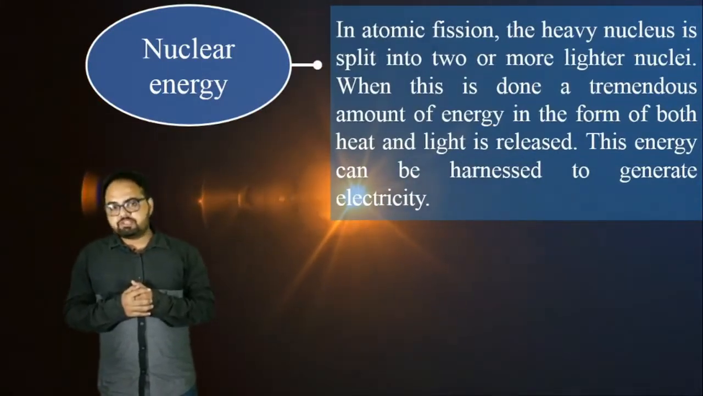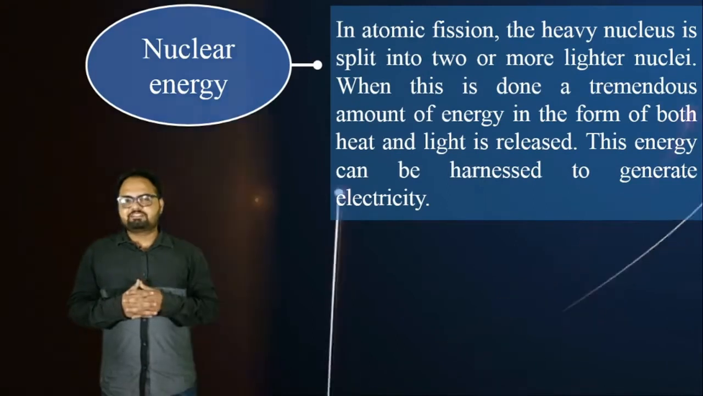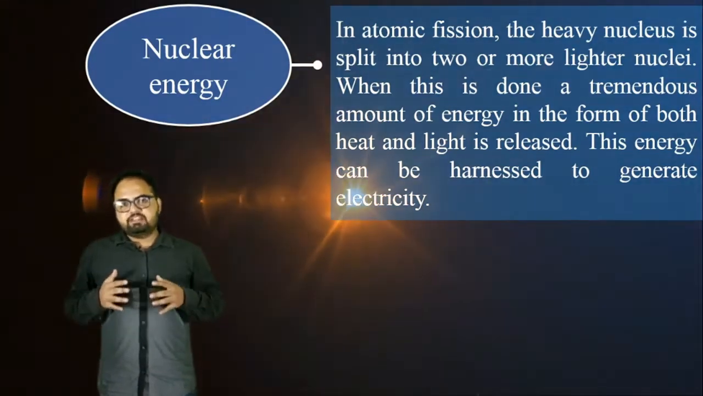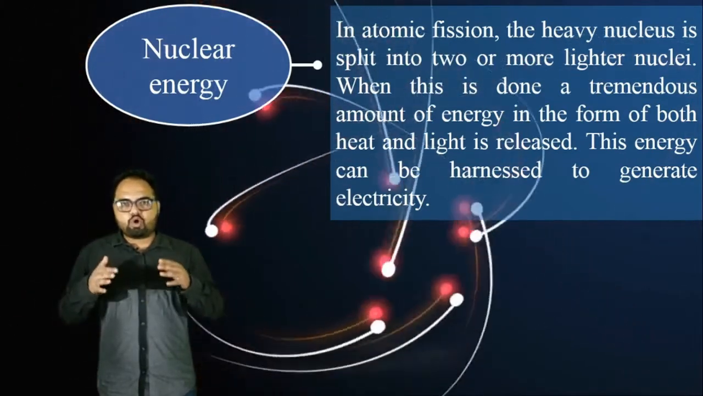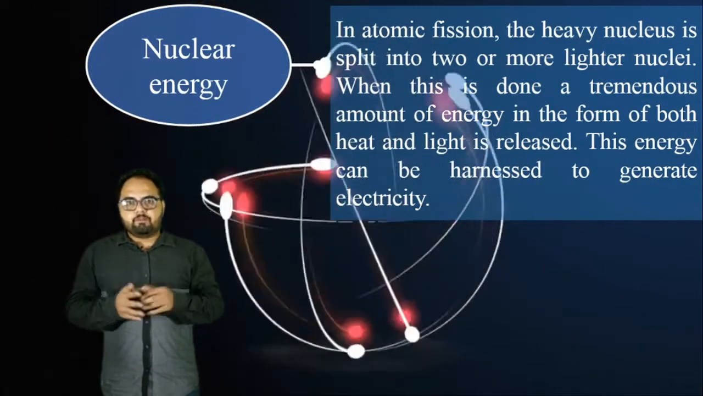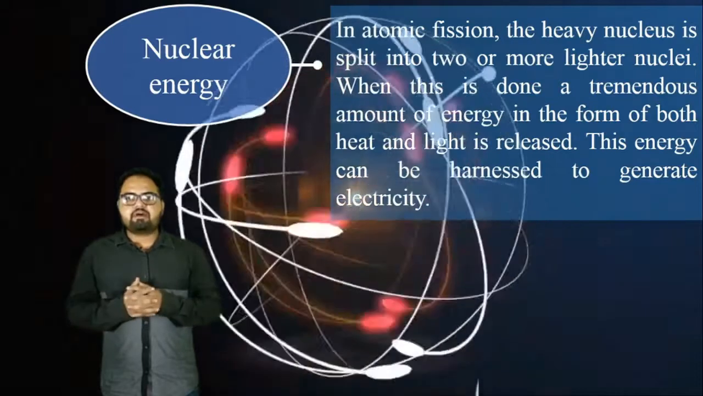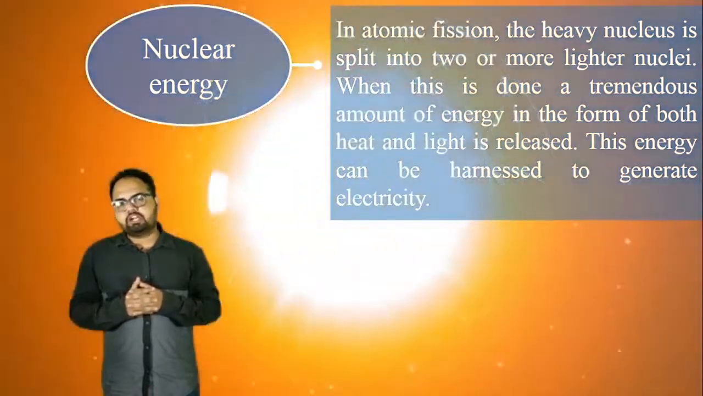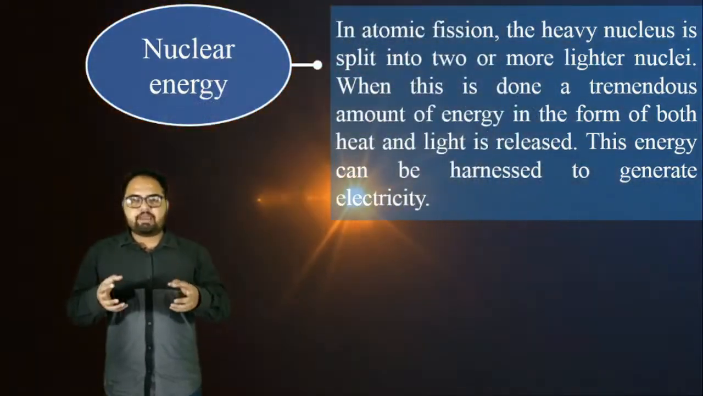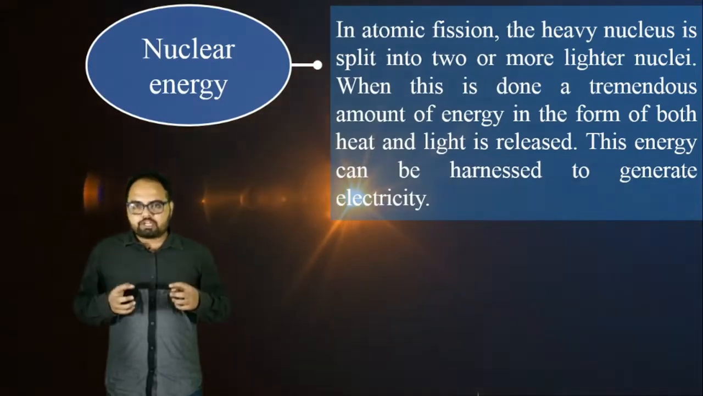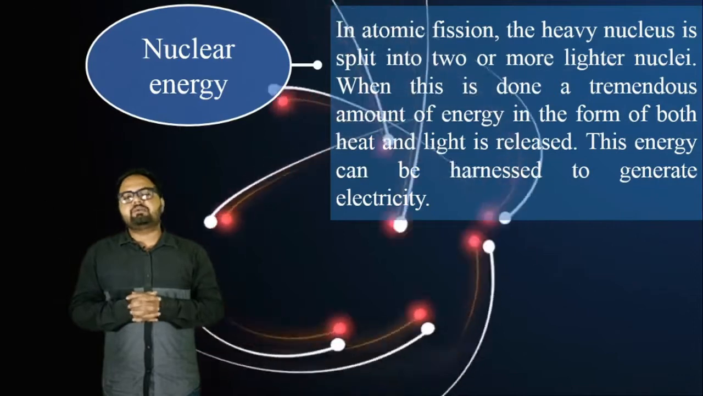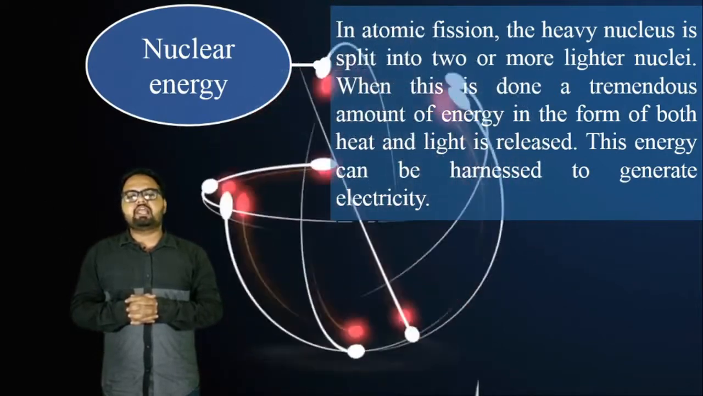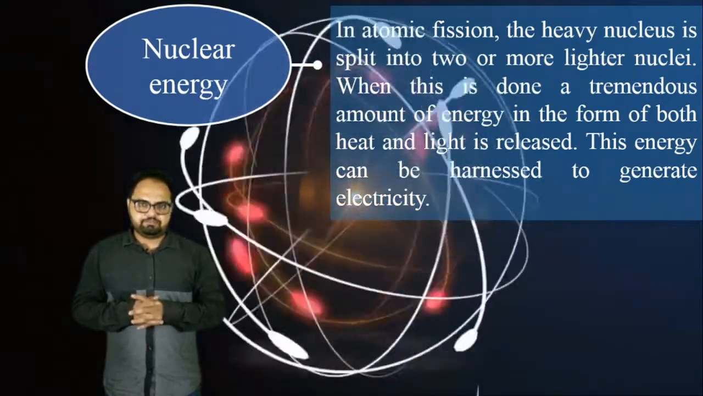Next, nuclear energy is produced in two ways: first is nuclear fission and the second is nuclear fusion. In fission, a heavy nucleus is split into two or more lighter nuclei. When this is done, a tremendous amount of energy is generated, and that energy is absorbed by water, which is converted into steam, and that steam is used for producing electricity.